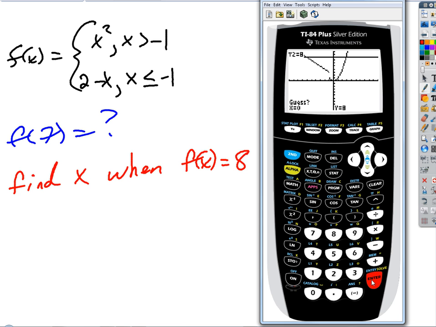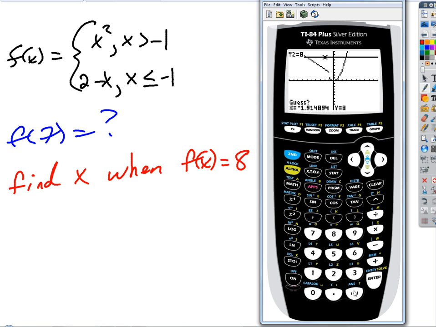Now here's where I have to be careful. It wants to know a guess. So I've got to trace over to where I'm relatively close to one of the two intersections, and then the calculator will zero in and find it. If I want to find the left one, I can go over there, or I could even type in an x value if I know what a good x value would be. Like I could say, 1, 2, 3, 4, 5, 6, -7-ish, agreed?